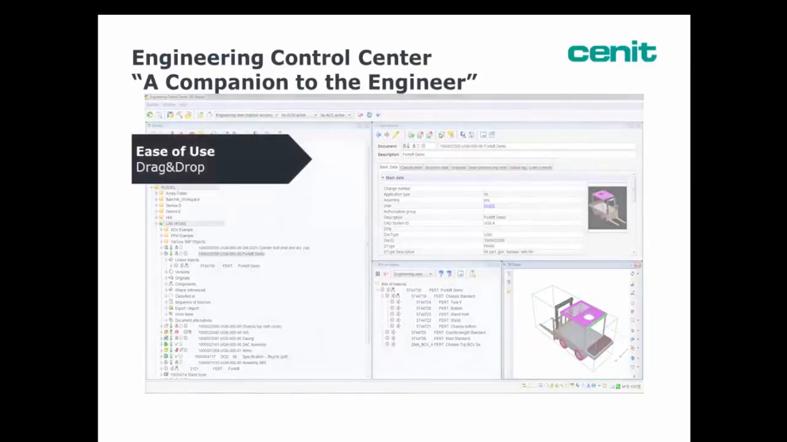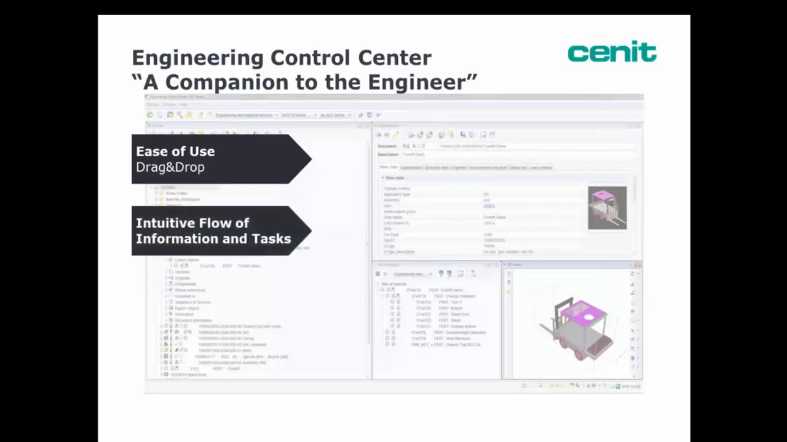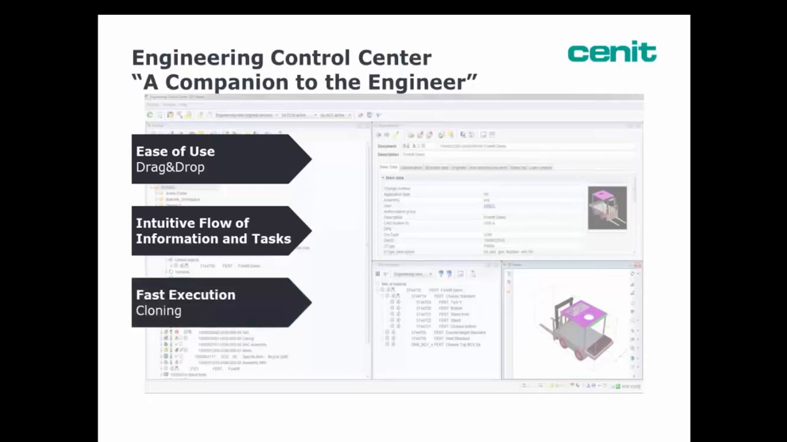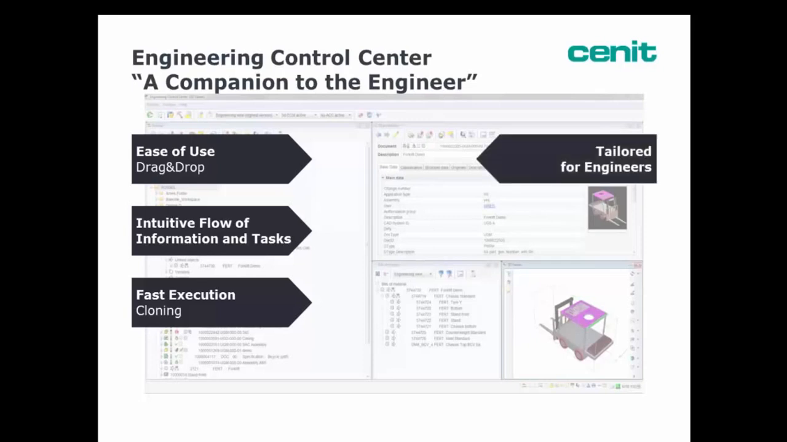So very important in the design of the tool was the ease of use, things like drag and drop, copy paste, very efficient use. There's a very intuitive flow of information and tasks, so you can actually navigate through information structures in one window, look at the details in another one, things like that. It supports a very fast execution of typical engineering tasks. You can, for example, clone assembly structures, things like that. It's really tailored for engineers.